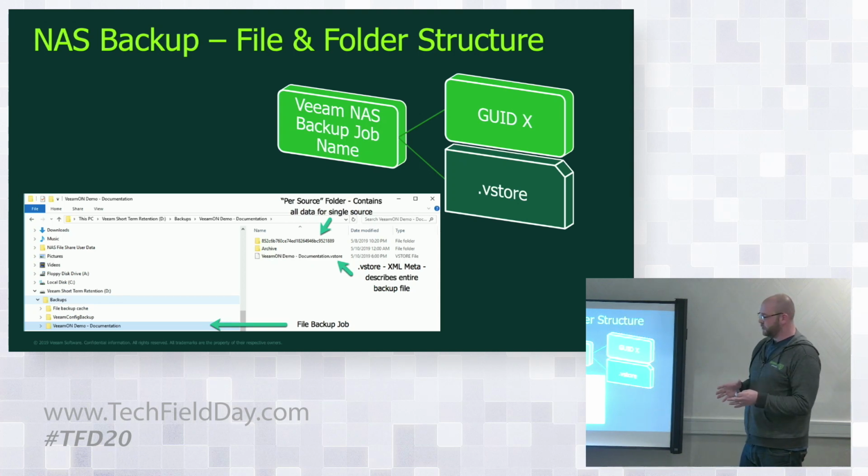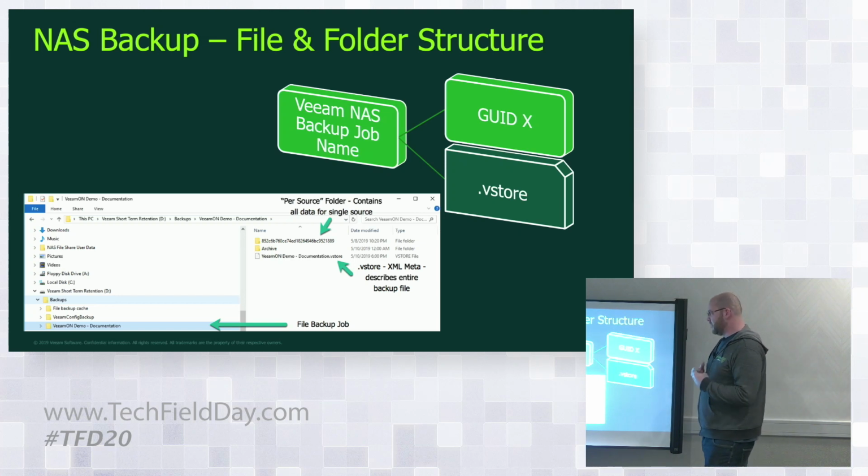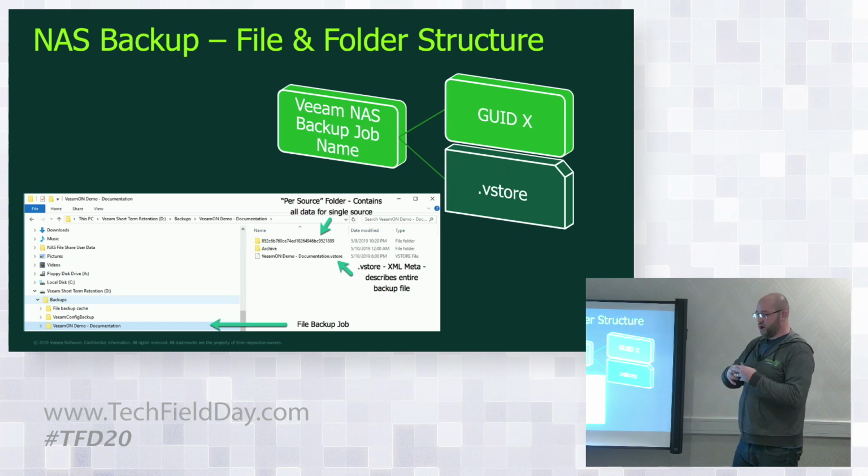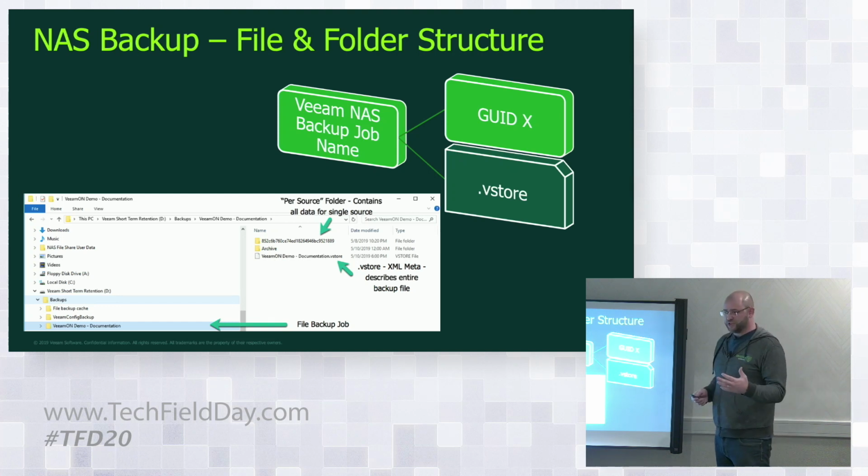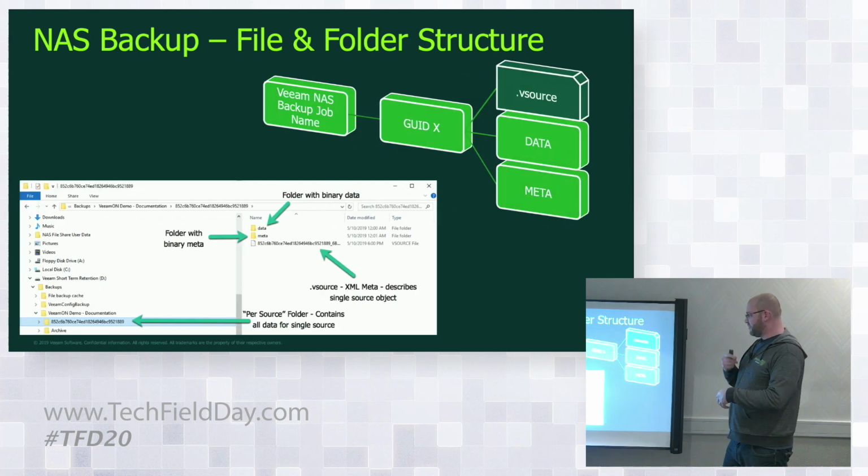We have our backup job. Then within that backup job, we have a GUID, an identifier to what that data is. The vStore allows us to describe the whole backup file. What is it? What share does it come from? Where does it go? Everything is stored in there in terms of ACLs, permissions, etc. Then if we break down into that, we've got our vSource, which describes the metadata within that file. And then we've got a data folder and a meta folder.